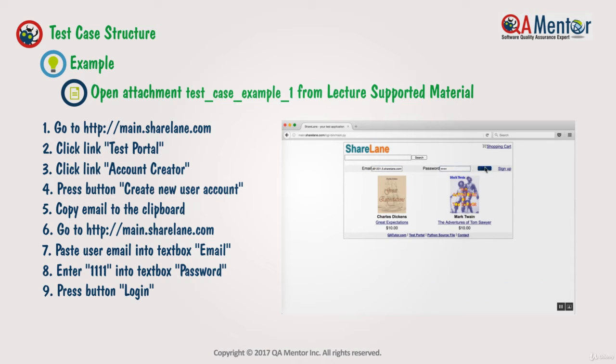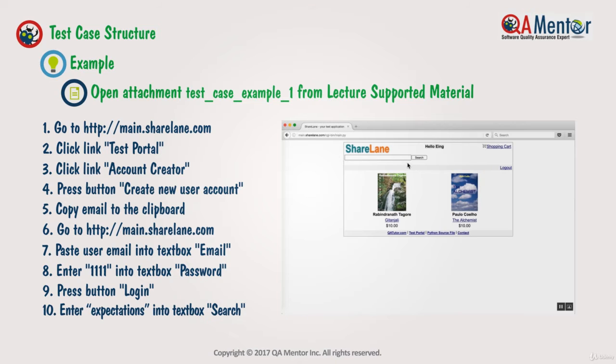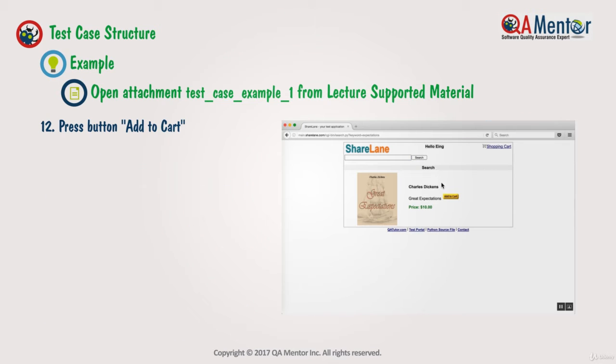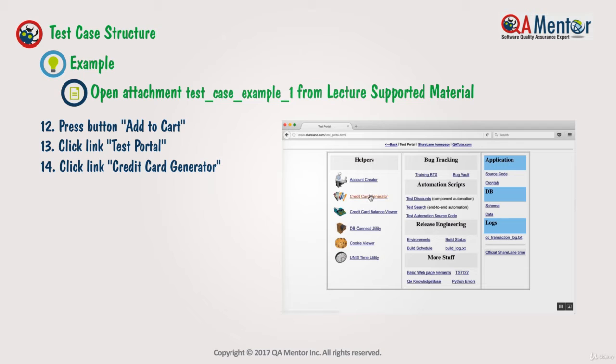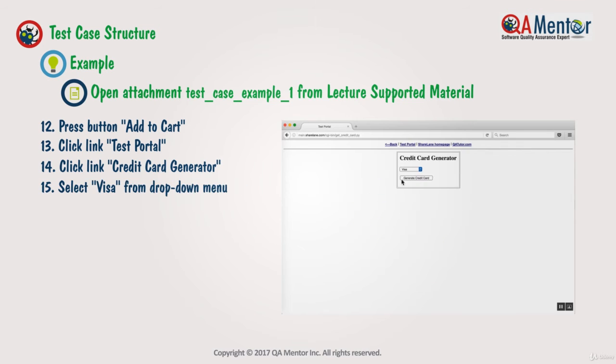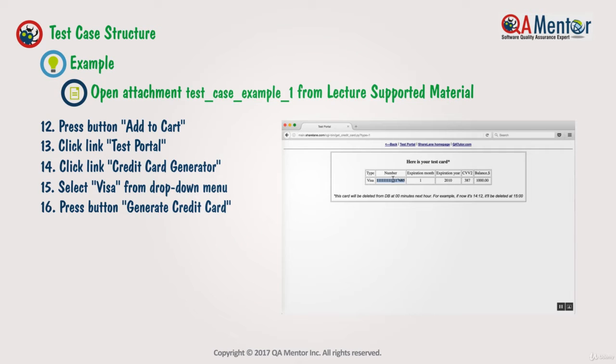Press button Login. Enter expectations into text box Search. Press button Search. Press button Add to Cart. Click link Test Portal. Click link Credit Card Generator. Select Visa from drop-down menu. Press button Generate Credit Card. Copy card number to the clipboard.